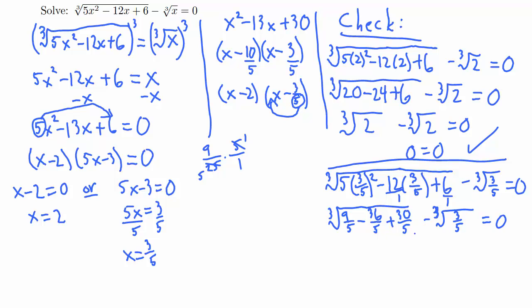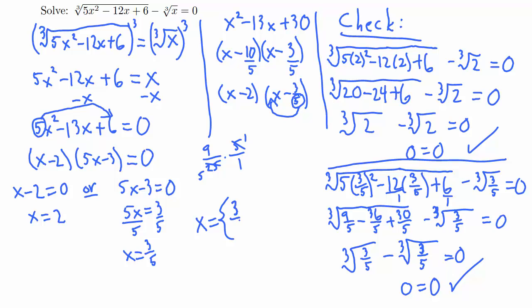Now then, because all of these have a denominator of 5, we have 9 minus 36. That gives you negative 27 plus 30 is positive 3. So that's the cube root of 3 over, keep your denominator of 5, minus the cube root of 3/5. Oh, look, fantastic. Whatever this is minus whatever this is, they're the same thing. Subtracted gives you 0. So 0 equals 0. Fantastic. We now have two separate solutions. So the solution set is going to be 3/5 and 2.